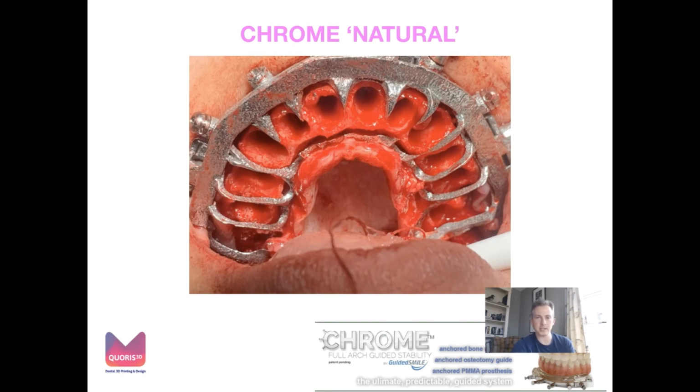This is designed for high lip line cases, highly aesthetic cases, maybe where there's been rampant caries, and a lot of bone removal is not really required or ideally wanted. Chrome Natural allows a scalloping process or preparation of the bone to be carried out. It's something that's interesting. It may not be for a huge proportion of patients out there, but it has gone through beta testing, and perhaps it is something that some of you would like to know more about. You just need to let us know.